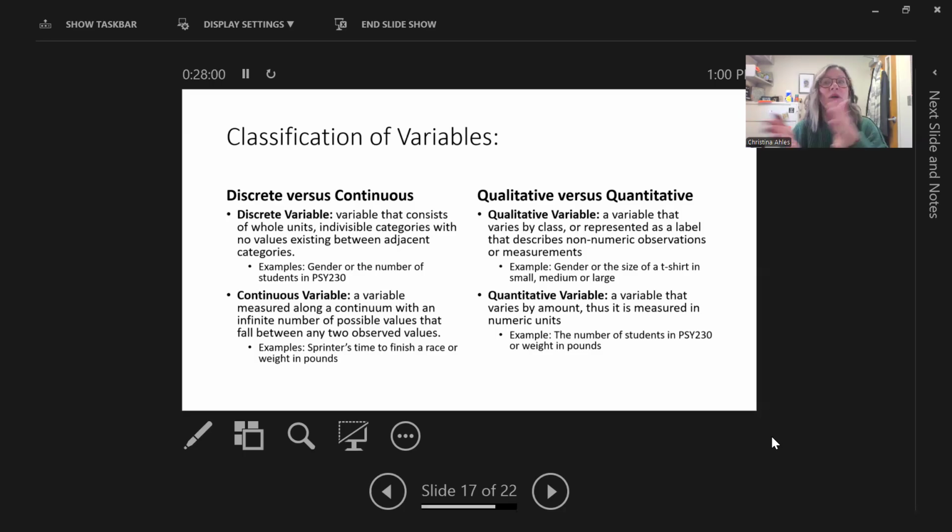It's not necessarily what you have, but it's the potential. So you would choose between one of those two, discrete or continuous. And then you'd have another classification, either qualitative or quantitative. So qualitative is usually just varying by class or by a label. So non-numerical observations. So again, gender would fall into the qualitative measurement classification.